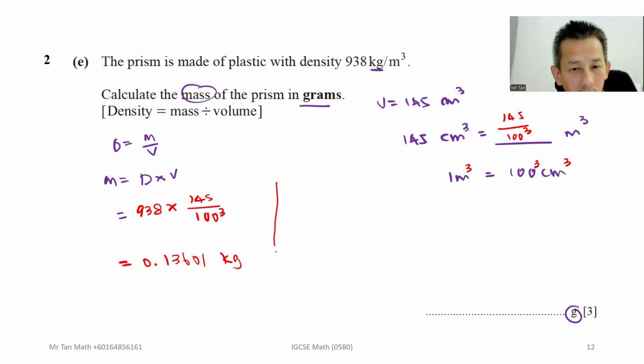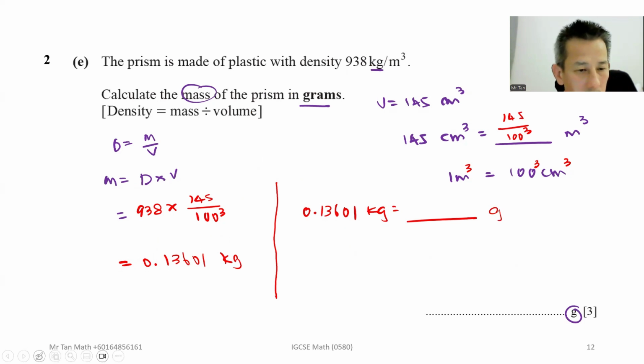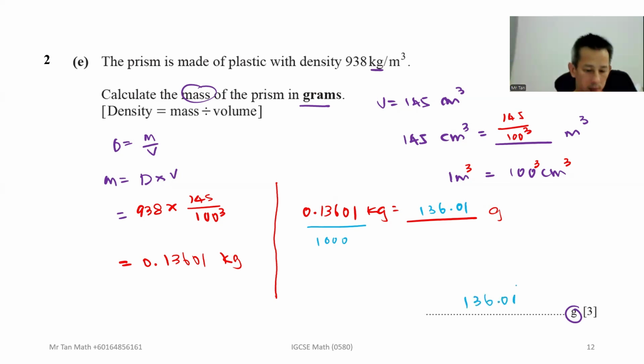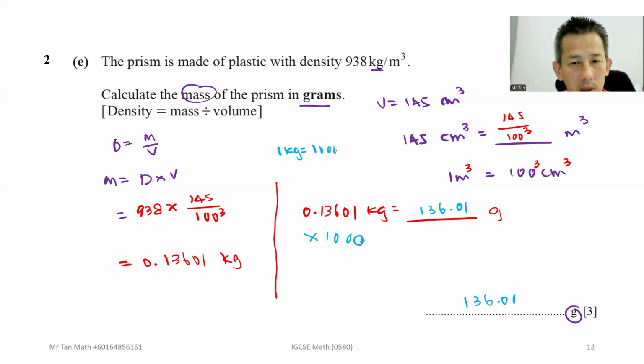Now you need to convert kg to gram. So 0.13601 kg is equal to how many gram? Divide by 1000, get 136.01. When you divide, you should time because kg is bigger. You should time 1000, not divide. Because 1 kg is equal to 1000 gram. You should time.